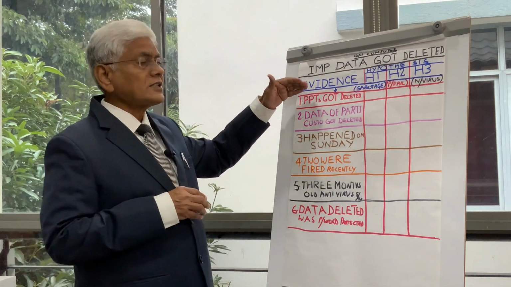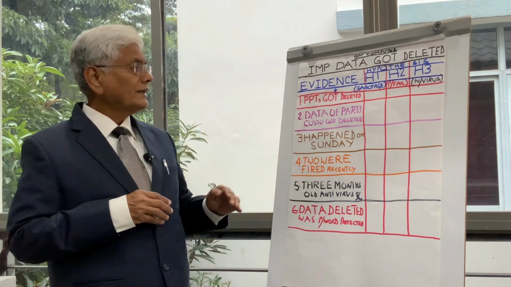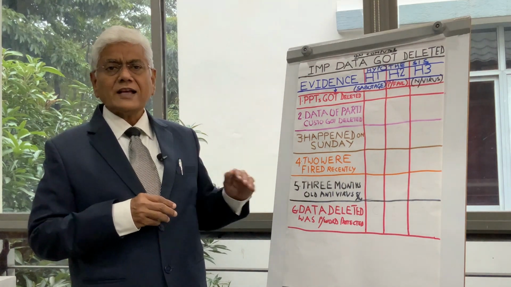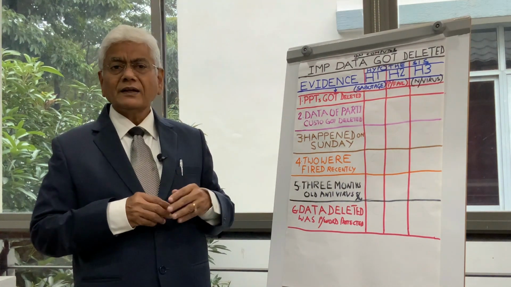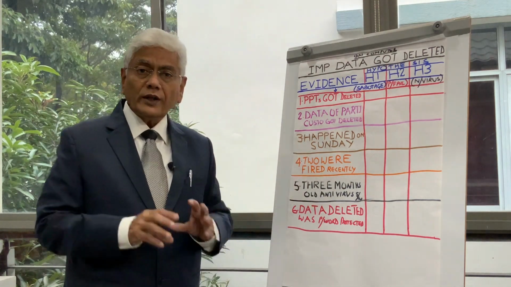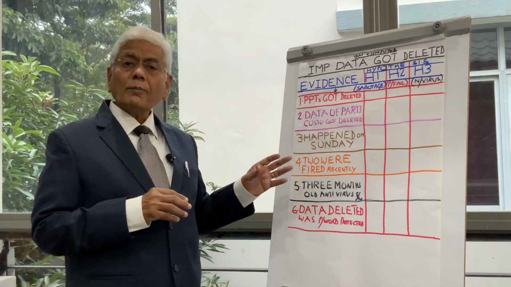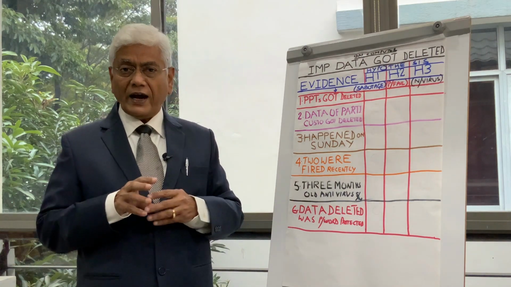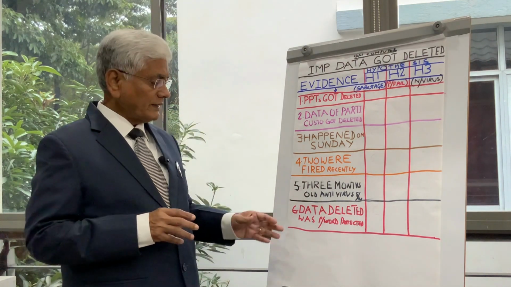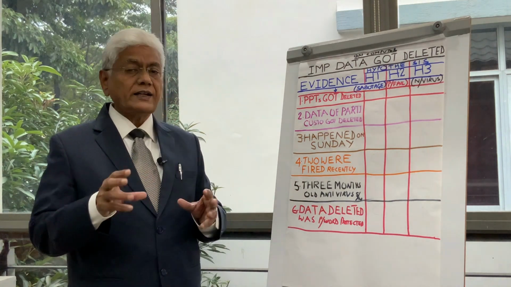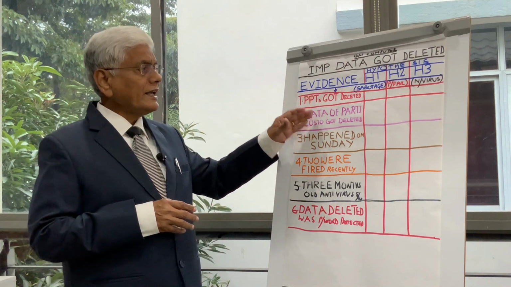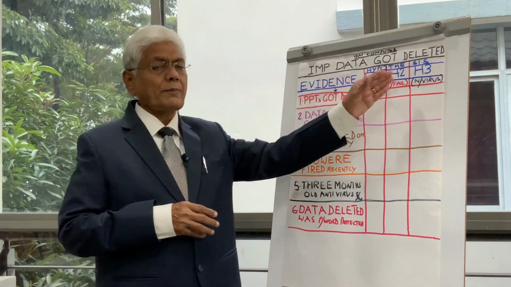Now, what is the evidence collected? Evidence collected is listed in the first column: PPTs got deleted, data of a particular customer only got deleted, it happened only on Sunday, 2 employees were fired, the antivirus software is 3 months old, and the data deleted was password protected. Now let us evaluate each of these evidence for each of these hypotheses.